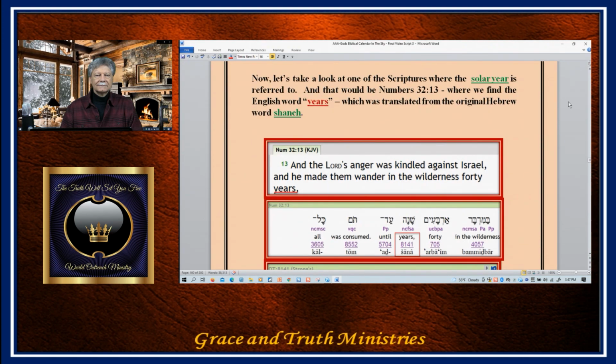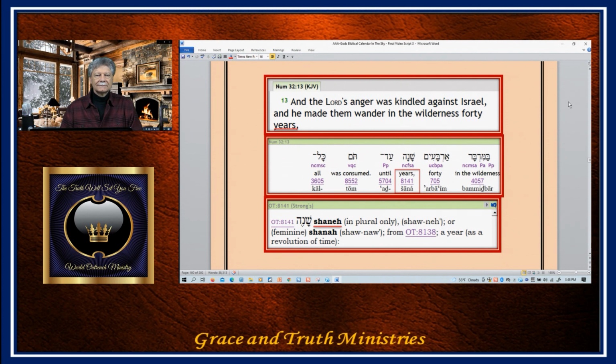Now, let's take a look at one of the scriptures where the solar year is referred to. And that would be Numbers 32:13, where we find the English word years, which was translated from the original Hebrew word shaneh. Numbers 32:13: And the Lord's anger was kindled against Israel, and he made them wander in the wilderness 40 years. Now let's dissect this word years here. It's Strong's number 8141, and it's pronounced shaneh. And what does it mean? A year as a revolution of time.